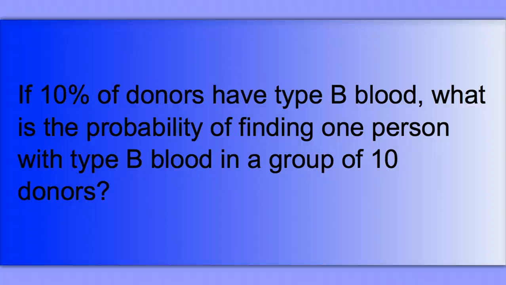Hello, I'm Lena Taro. In this video, I'll be showing you how to use NCTM's core math tools to do a simulation to help answer the following question. The question is, if 10% of donors have type B blood, what is the probability of finding one person with type B blood in a group of 10 donors?